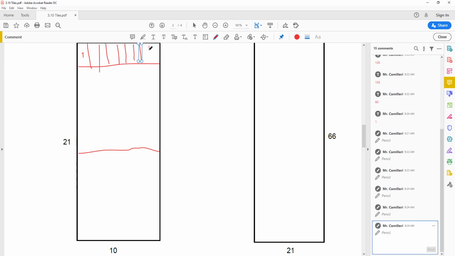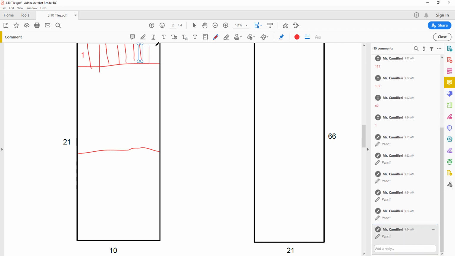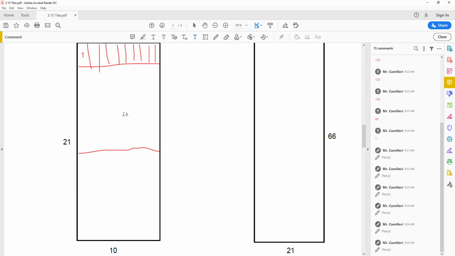Seven, 8. Not exactly to scale, but if I did do this to scale, it would be a perfect square. So the solution to this one is that we can only use a 1 by 1 tile. That's the largest tile we can use to cover this floor without cutting any of the tiles.